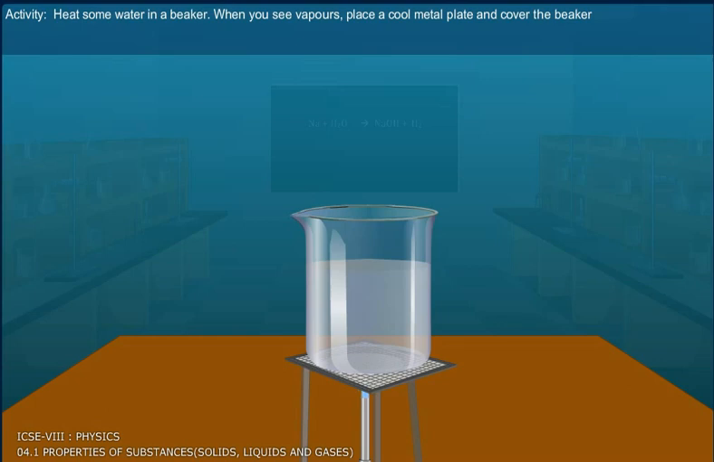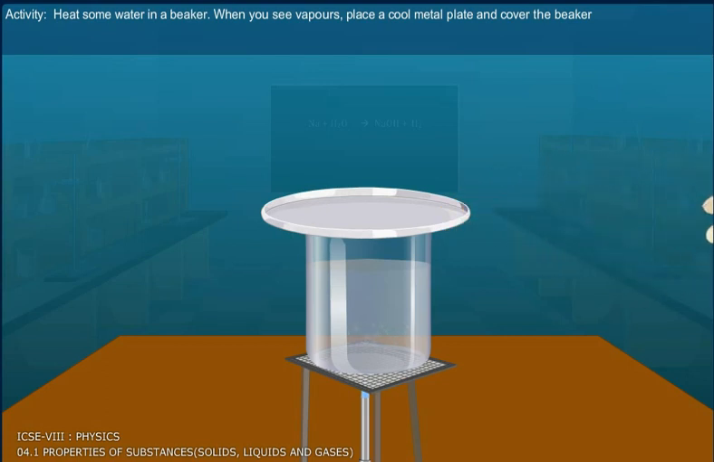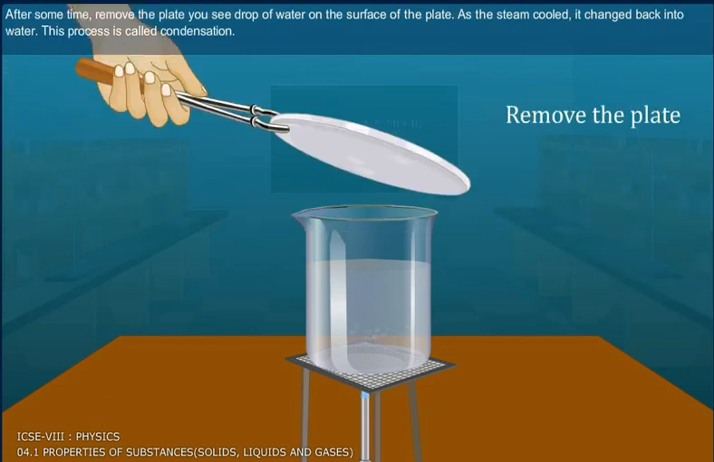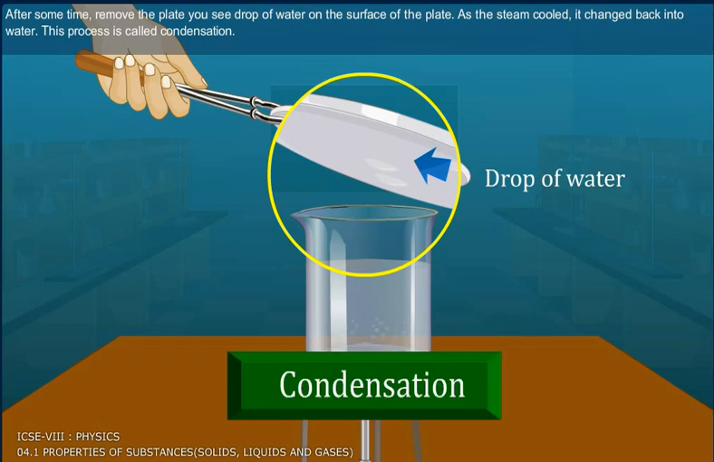Activity: heat some water in a beaker. When you see vapors, place a cool metal plate and cover the beaker. After some time, remove the plate. You see droplets of water on the surface of the plate. As the steam cools, it changes back to water. This process is called condensation.